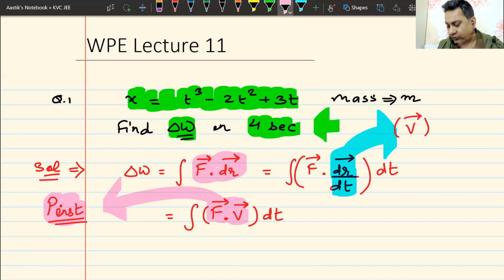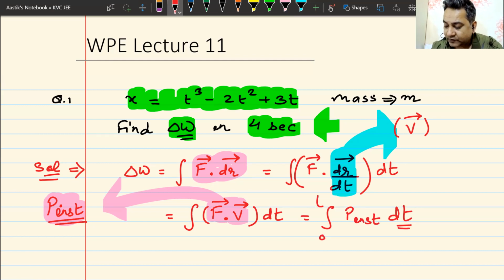F dot V into dt. So now I can just write it like this. So you can just remember this: this is instantaneous power multiplied by dt. Now since dt has come into the picture, I can integrate it from 0 to t, or from t1 to t2, depending on what time we are trying to calculate the integral.